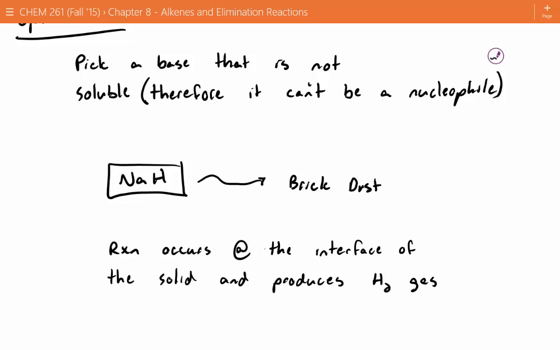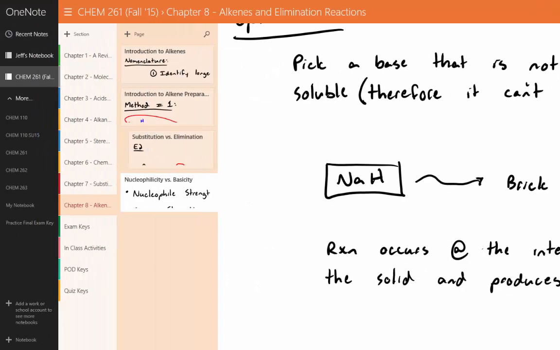All right, does that make sense? These are our main lines of attack for only getting acid or base chemistry to occur. No substitution occurs with these reagents. Now what we're going to do is change gears and talk in more detail about the E2 mechanism.